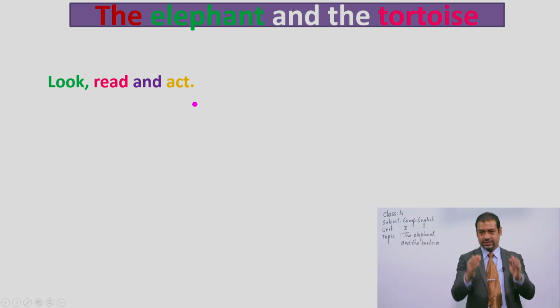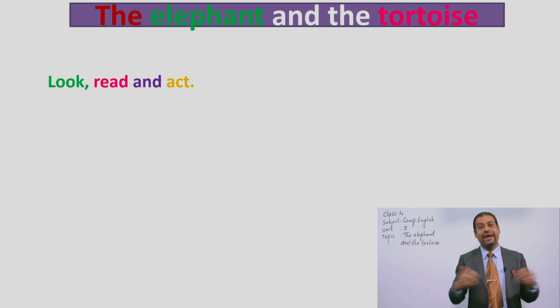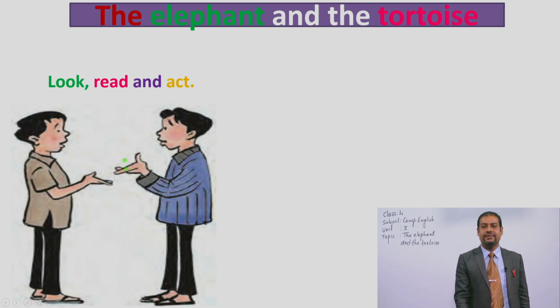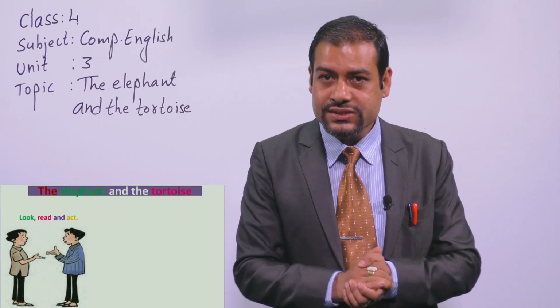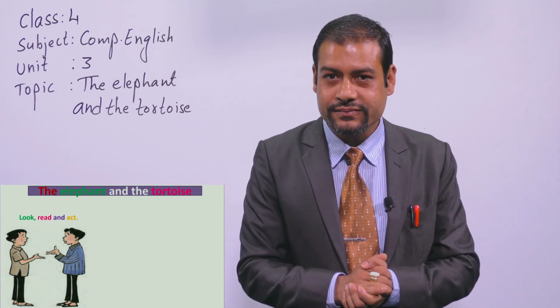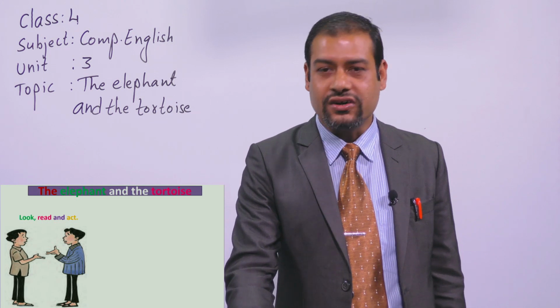Dear students, now look, read, and act, okay? It means first of all you have to look at it, then you have to read it, and then you have to act. It means you have to say it loudly, okay? So how many characters are there, dear students? Yes, there are two characters, and these characters are from your textbook. It's given in Unit 3. Can you guess their names? What can be their names? Let's check whether your guess is right or not.